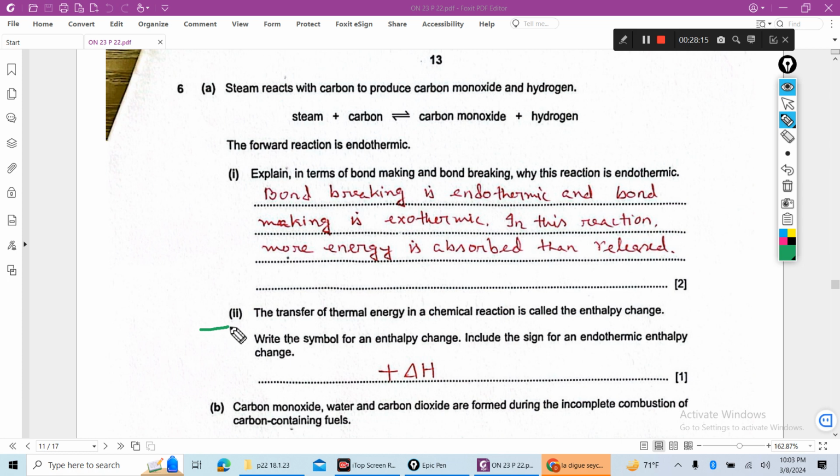And 2, the transfer of thermal energy in a chemical reaction is called enthalpy change. Write the symbol for an enthalpy change. So include the sign for an endothermic enthalpy change. So endothermic is plus: enthalpy change, delta H, plus delta H.